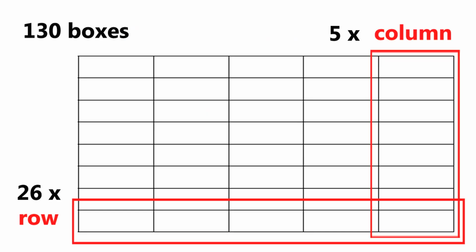This is how it should be. So 1, 2, 3, 4, 5 melintang, there are 5 columns. And ke bawah, you should have 26 rows.